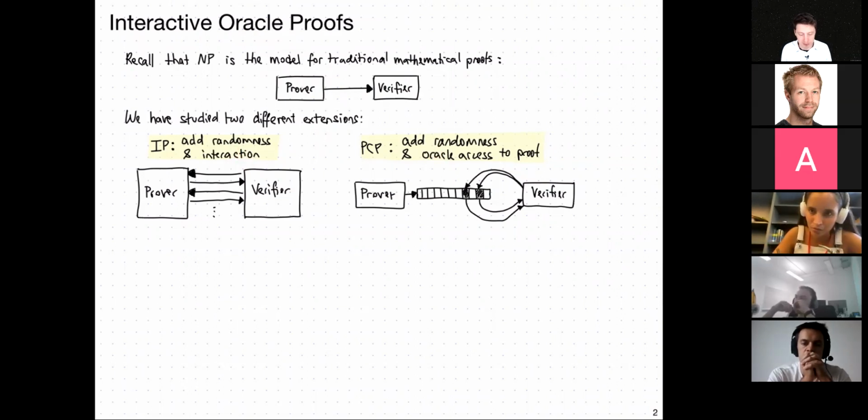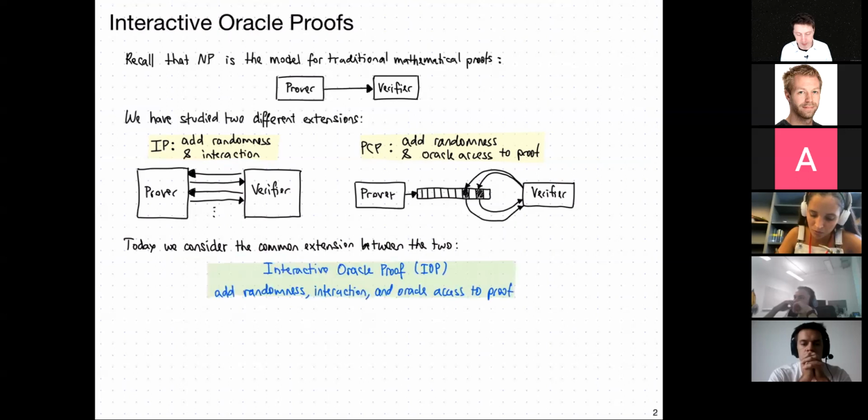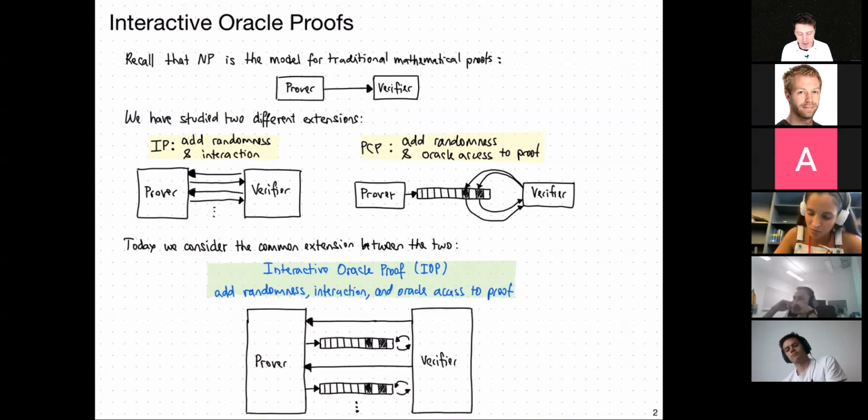But this way of describing things makes you wonder, what if we were to leverage both interaction and oracle access to a proof? And that is precisely what interactive oracle proofs are. They're the common extension between the two. So we're going to enable the verifier to use simultaneously the resources of randomness, interaction, and oracle access to a proof. So this is how it would look.